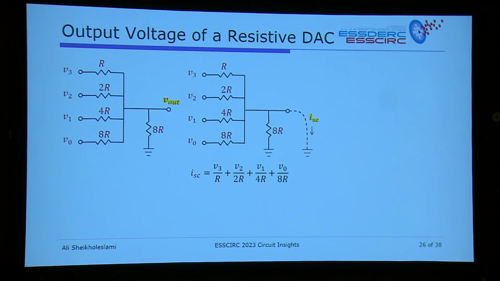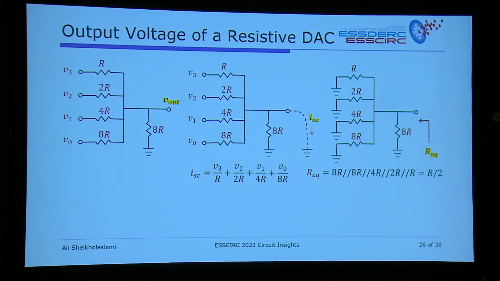And now let's find out about the output resistance. Well, you need to zero all the sources, so you zero all of these, and you want to find the parallel combination here. Well, 8R with 8R gives you 4R, 4 and 4 gives you 2, 2 and 2 gives you 1, 1 and 1 gives you half. So that's R over 2. And you multiply the two, and you'll see the exact action.